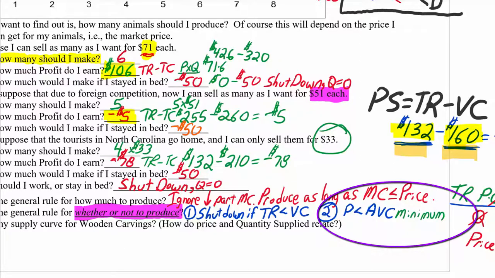Just find the lowest amount average variable cost gets to. If the price is below that, guaranteed, best option, shut down and produce zero.